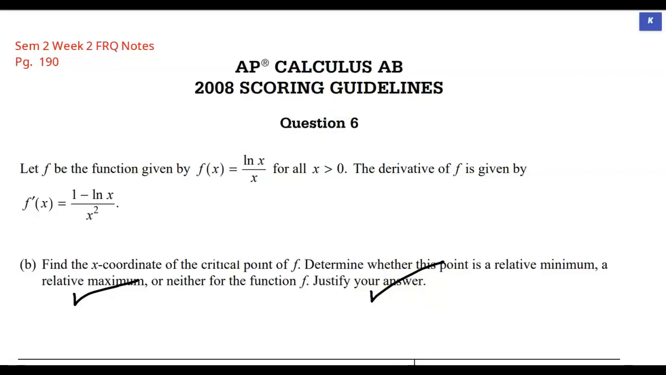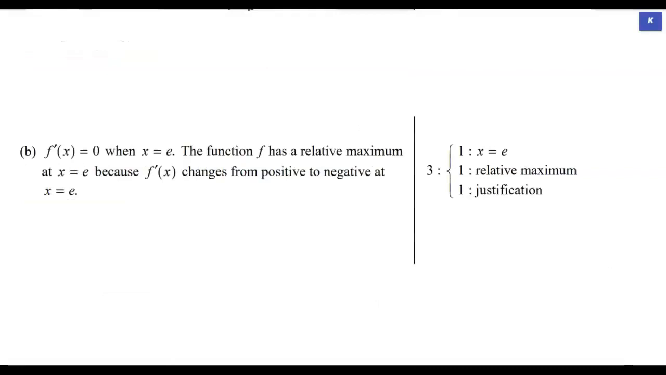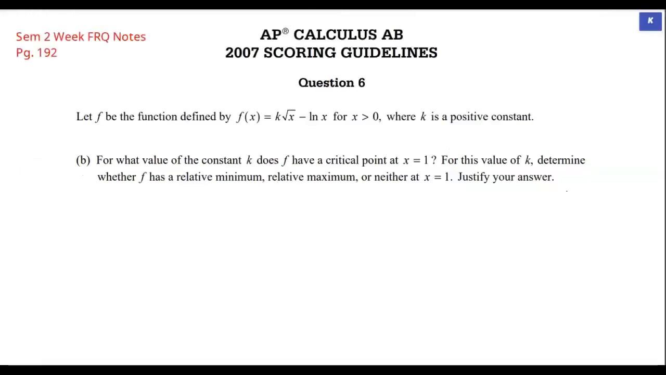So let's see how they would distribute the points for this question. On the left there, you can see how they've written their answer. You get 1 point for identifying your critical value. You get 1 point for identifying that it's a relative max at that point. And you also get another point for your explanation, that little sentence that we wrote. So that's a 3-point question. That's a pretty hefty pointed question there. Good one to know. Let's go ahead and move on to our other FRQ for this week.